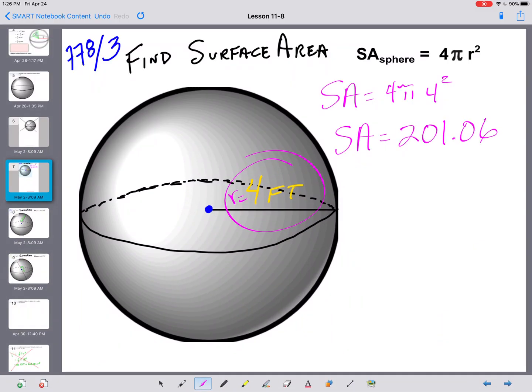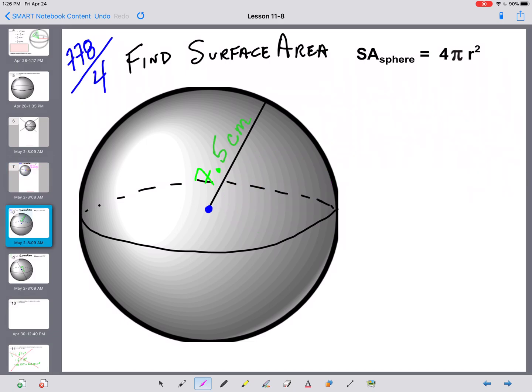201.06 units. It's area, and this was in feet, so it's going to be feet squared. Good. Number 3, nice. What about this one?